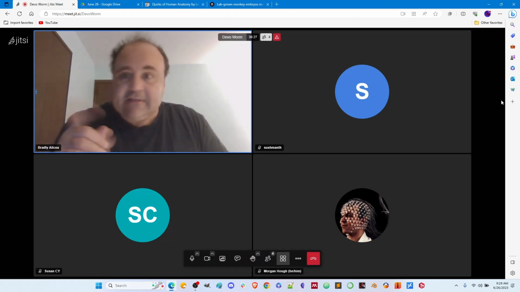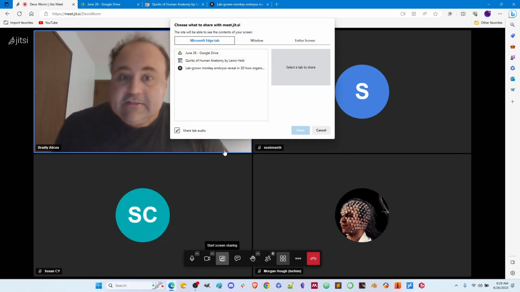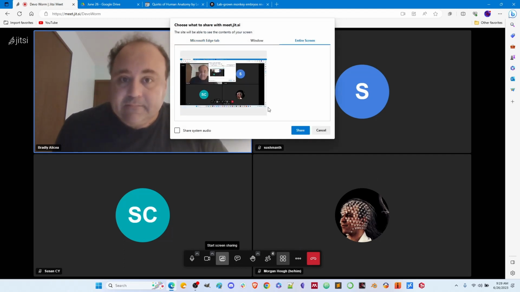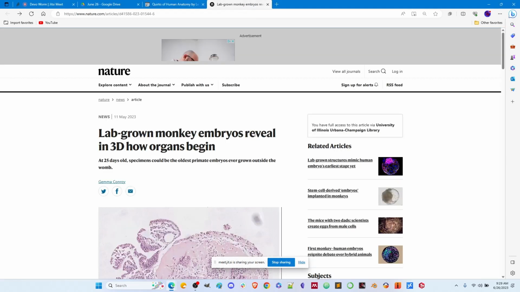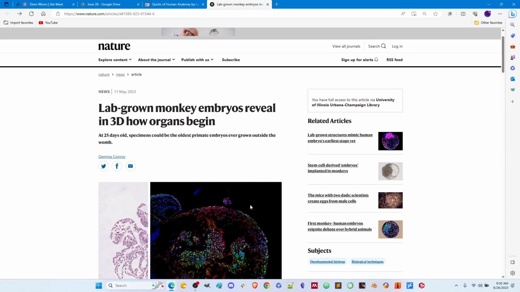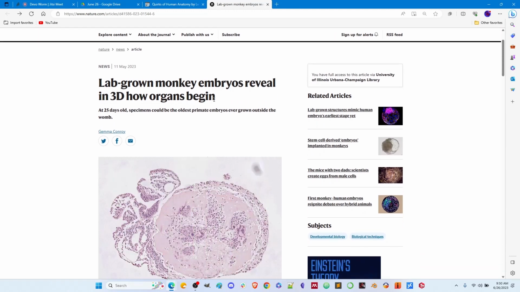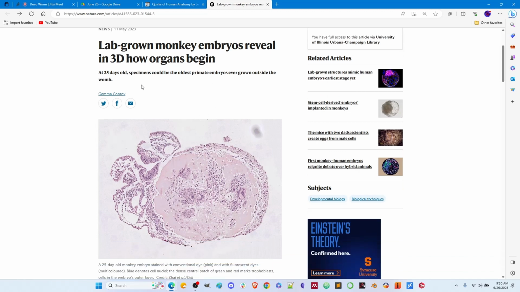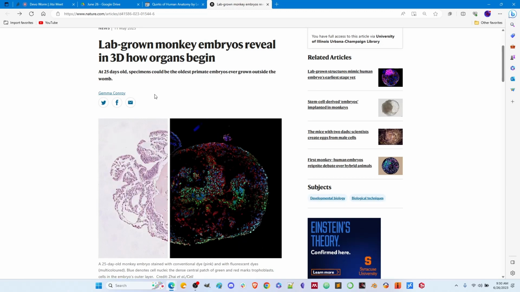And so this week, this is all a preface to what I'm going to talk about now. We talked about humans last week. Now they also have work in monkeys, so we're going to talk about that. Okay, so this is an article in Nature, which was, of course, shared by Morgan. Lab-grown monkey embryos reveal in 3D how organs begin. At 25 days old, specimens could be the oldest primate embryos ever grown outside the womb.